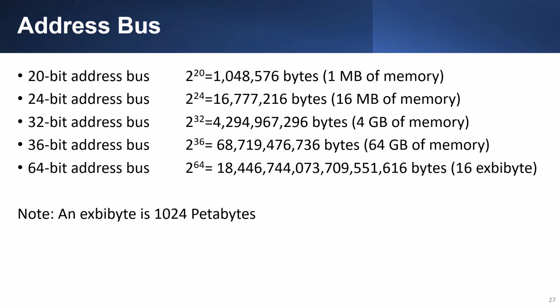For example, early processors can only access 1 megabyte of memory because they only had a 20-bit address bus. A 32-bit address bus can access 4 gigabytes of memory, and a 36-bit address bus can access 64 gigabytes. While the 64-bit address bus can access up to 16 exabytes, the amount of RAM will usually be limited by the motherboard.